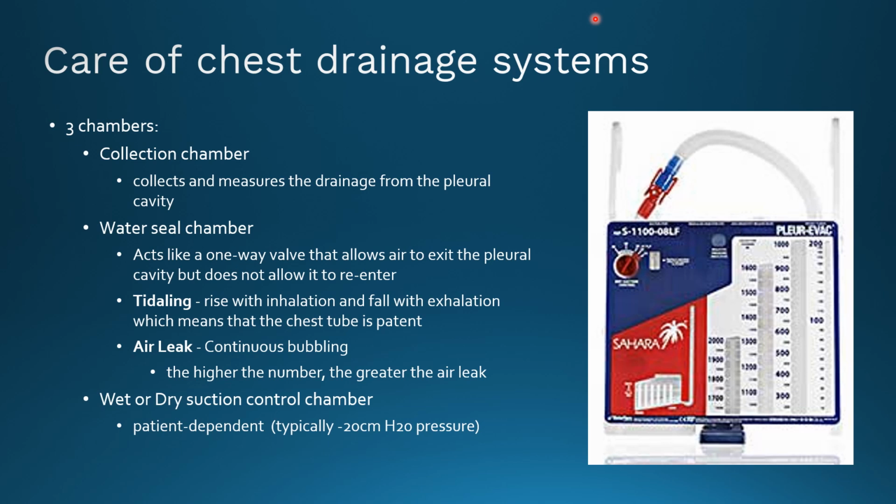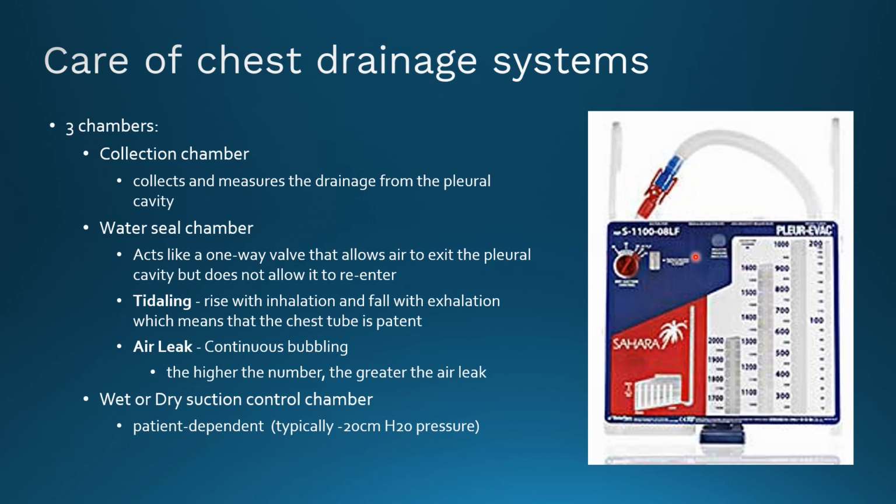If we see that rise and that fall, that means that the chest tube is patent. If we see something called continuous bubbling, or if we see multiple bubbles in this little chamber, that indicates that there is an air leak. The higher the bubbles, the greater the air leak.